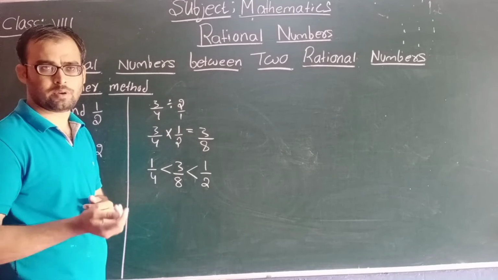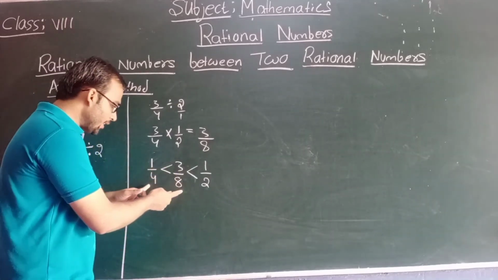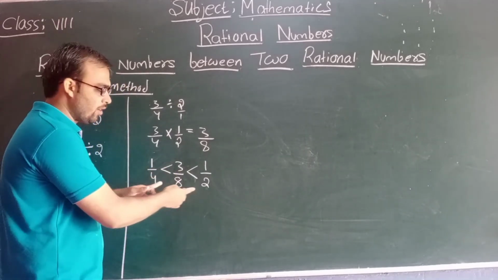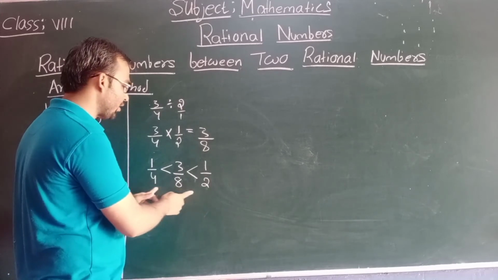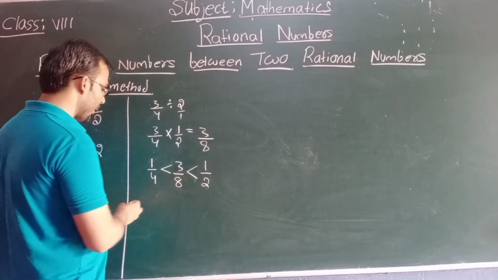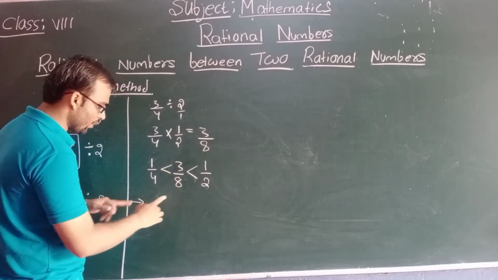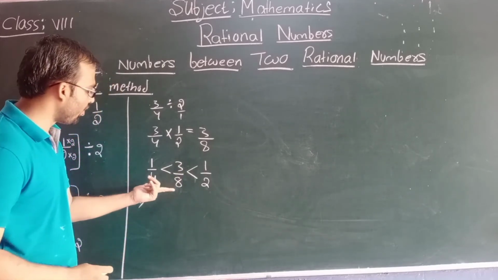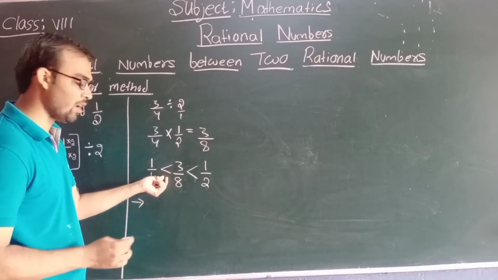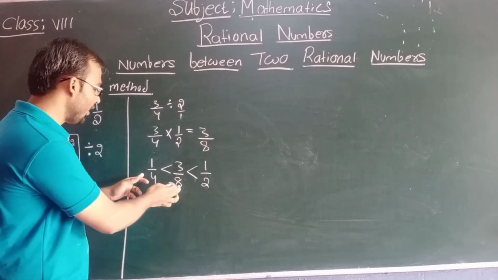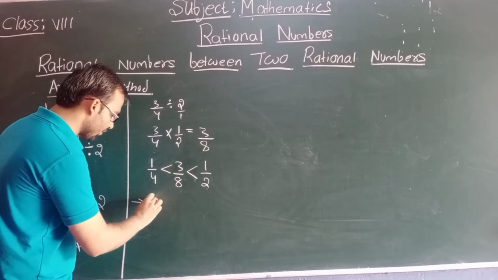Now, to find the next number, you can take either these two numbers or these two numbers. Next, we will take these two numbers. So if you want to find the numbers between these two numbers, again the same: we need to find the mean of these two numbers.